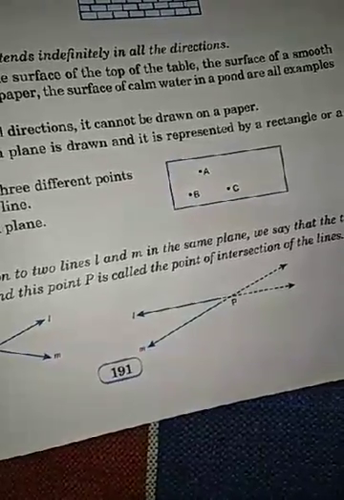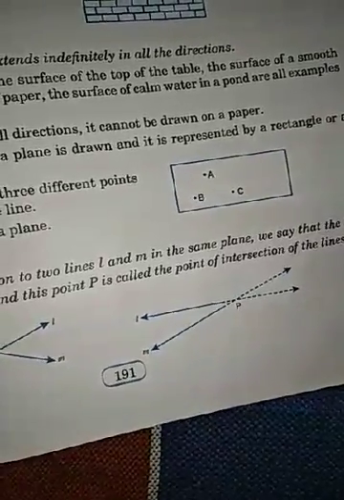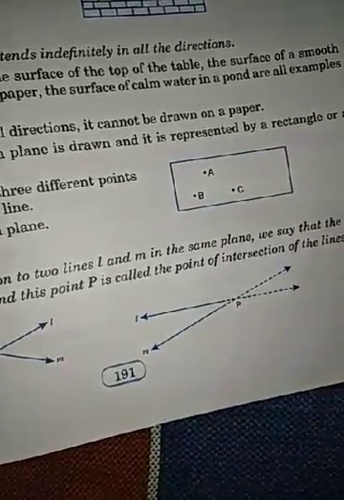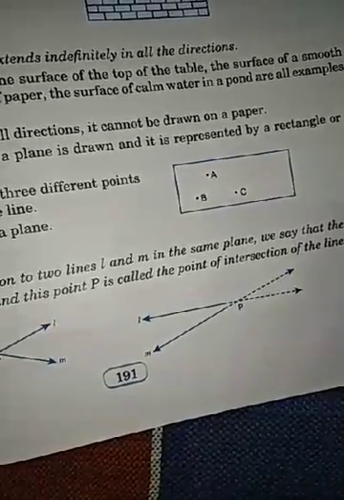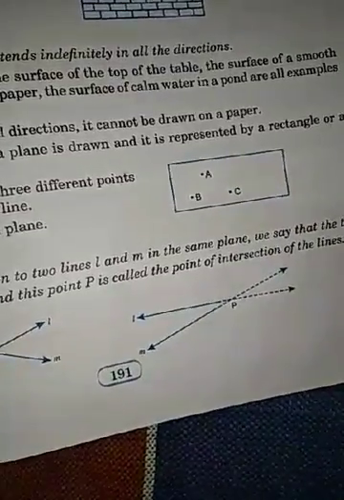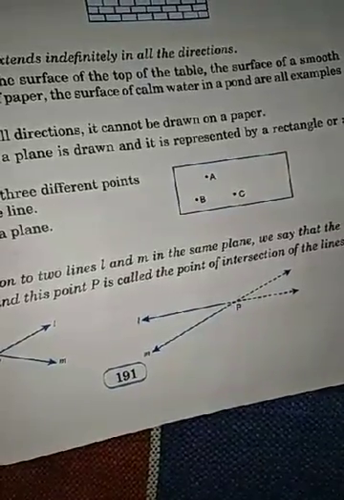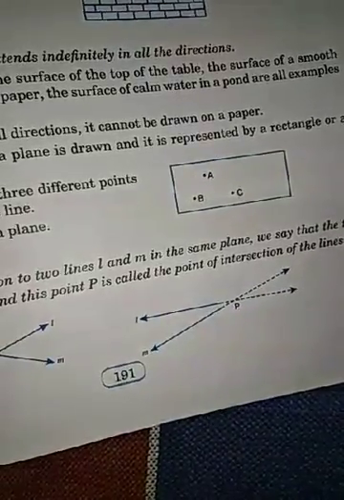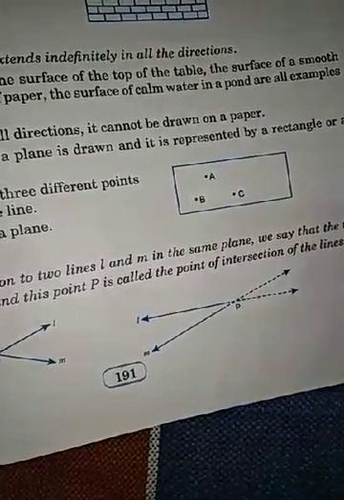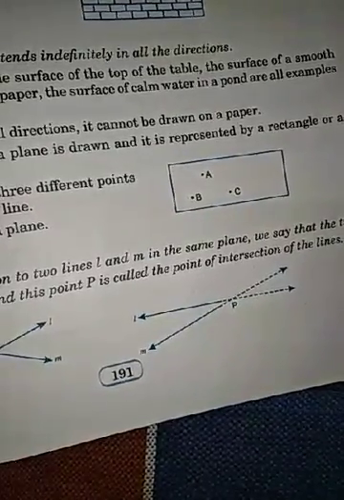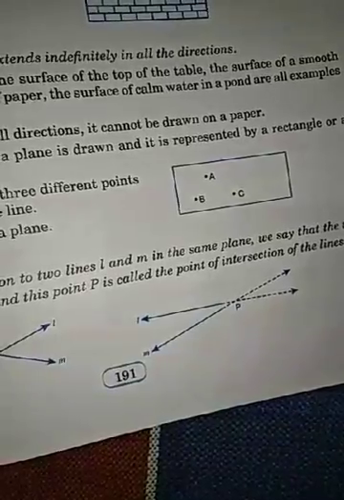Since the plane is endless in all directions, it cannot be drawn on paper. In practice, only a portion of a plane is drawn and is represented by a rectangle or parallelogram. Remember, it is very important: since a plane extends indefinitely in all directions, it cannot be drawn on paper. Only part of the plane is represented by a rectangle or a parallelogram.